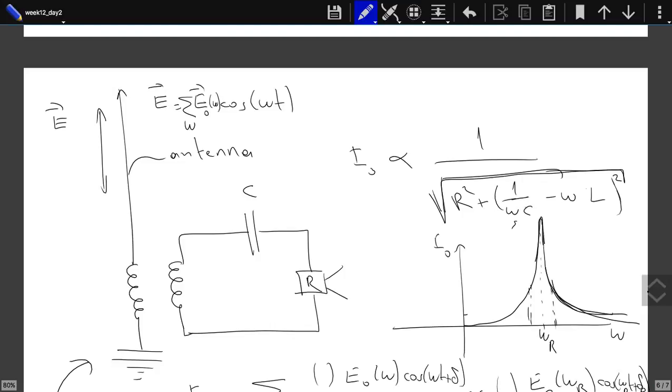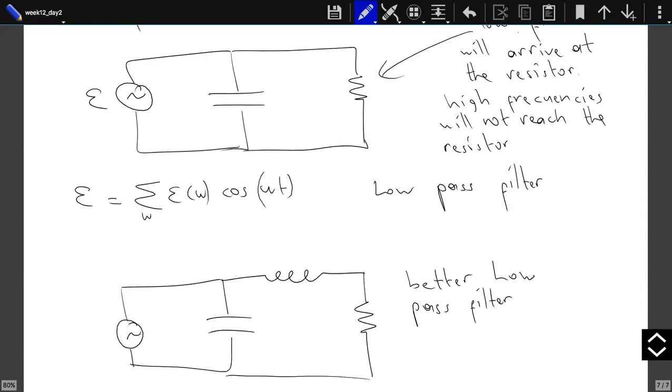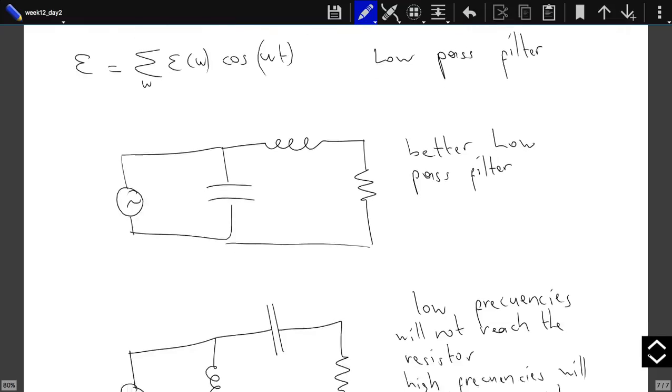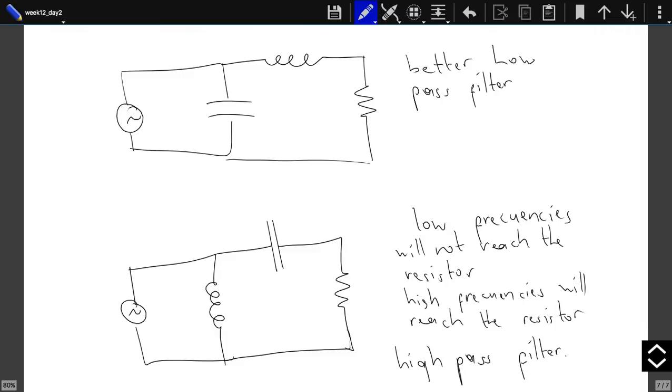That is why these simple circuits over here basically filter frequencies. One allowing only the low frequencies to reach the resistor, the other one allowing only the high frequencies to reach the resistor.